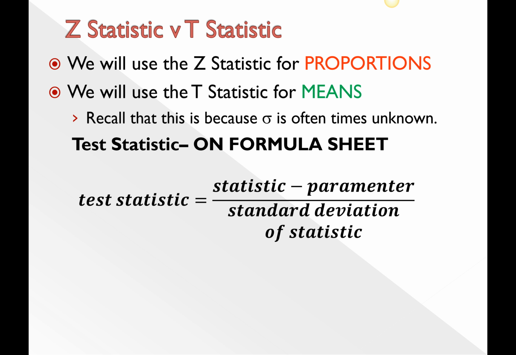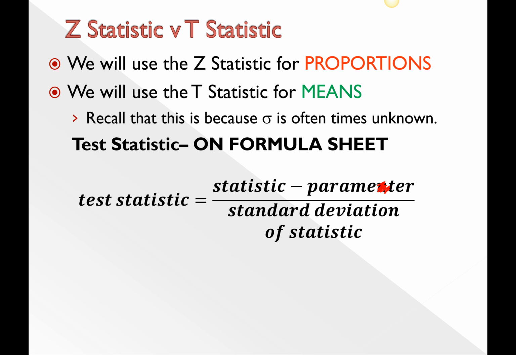Except I spelled parameter wrong. Parameter seems to be a thing. So make sure you change the parameter thing here. It should not be parameter. It should be parameter. Oops. Right? But it should be computed as the statistic minus the parameter over the standard deviation of the statistic.